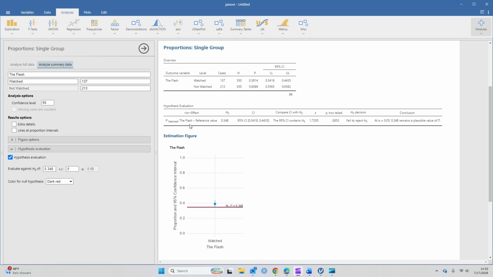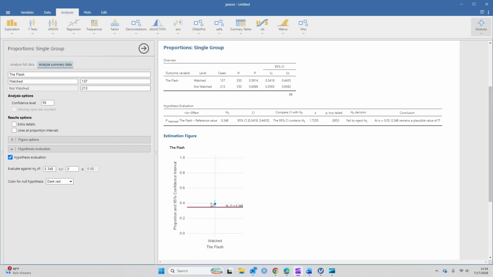So now we go down here and the Flash minus the reference value. We're looking at the reference value of 34.8%, and I have this 95% confidence interval. Here's the z-score, which is very nice. The p, though, is a two-tailed test, and it's 0.8, and so I have failed to reject, which is what we got. The 0.348 remains a plausible value.